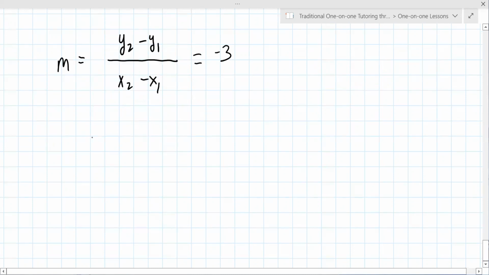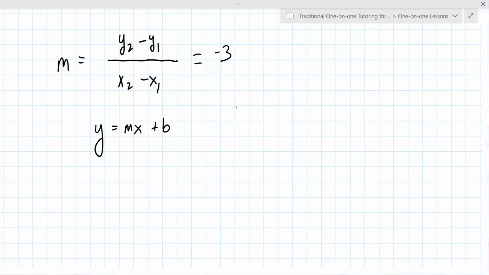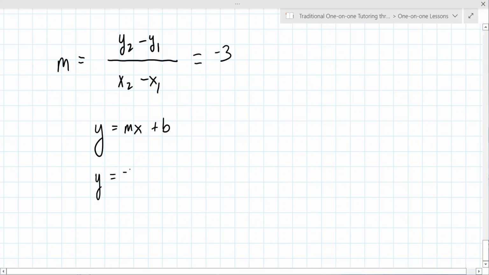Okay, now if we write the equation y equals mx plus b, what is the value of m? Yes. What is the value of m? The value of m, that is negative 3. Okay, so you rewrite the equation. You're at y equals minus 3x plus b.